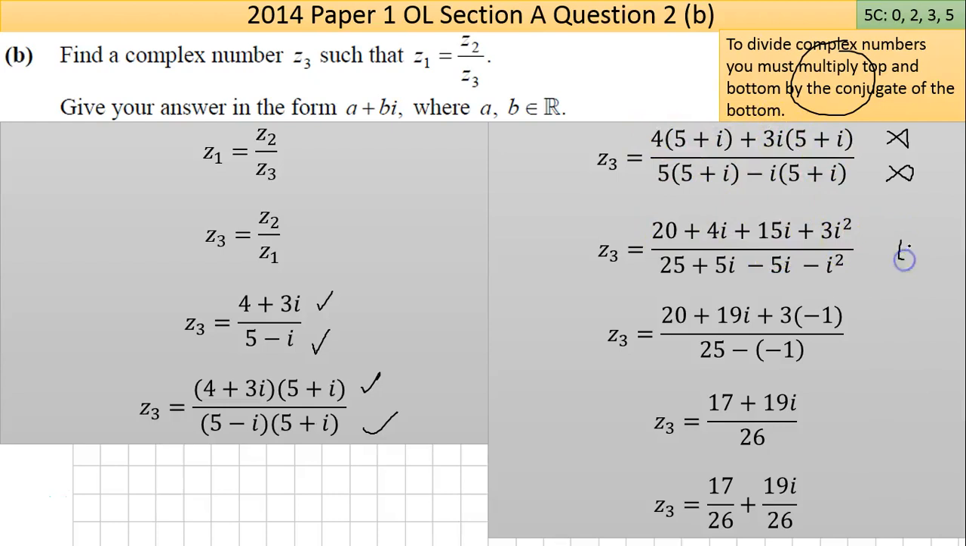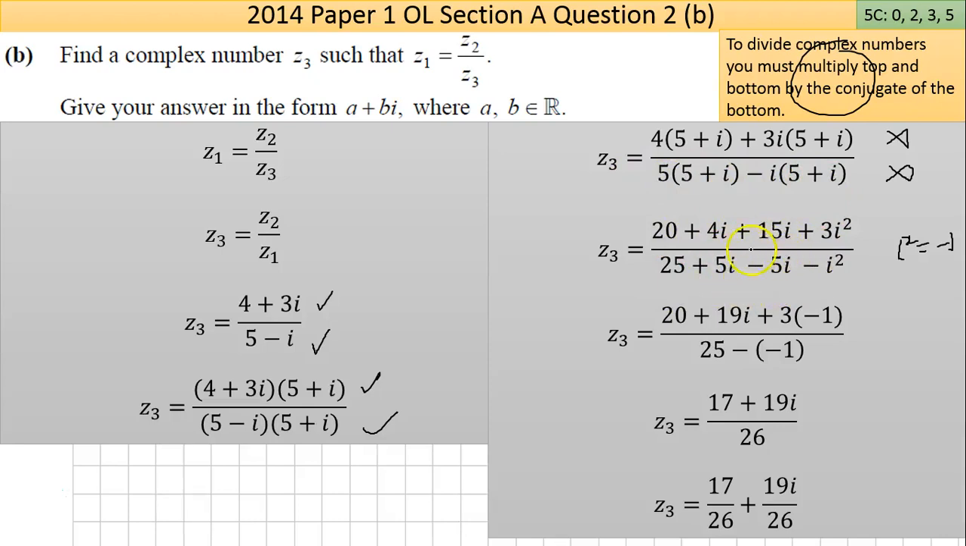Here you're going to have to remember that i squared equals minus 1. That's supposed to be a square. Now I'm doing the bottom part here as well, with the same method. So 5 times 5 is 25, 5 times i is 5i, minus i times 5 is minus 5i, minus i times i is minus i squared.